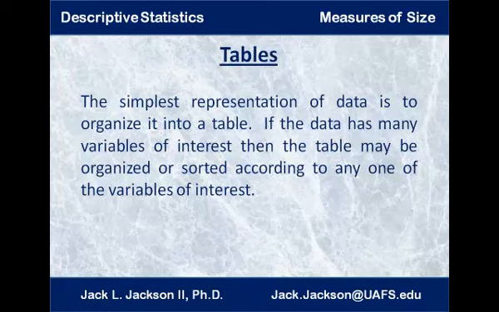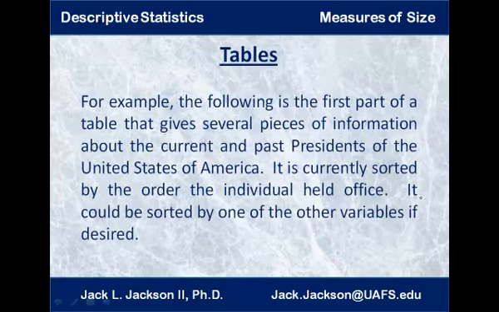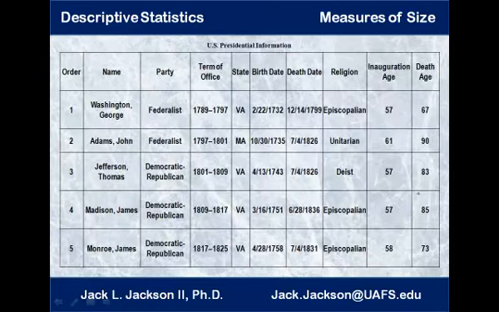Many times we will be looking at tables. Tables are the simplest way of representing data, and if it has various variables of interest, then we may organize it or sort it according to any one of the variables of interest. For example, we're getting ready to look at a table of some data about U.S. presidents. And currently it's sorted by the order that they served in their office. But it could be sorted by any of the other variables in the table. So here's the first part of the table with the first 5 presidents.